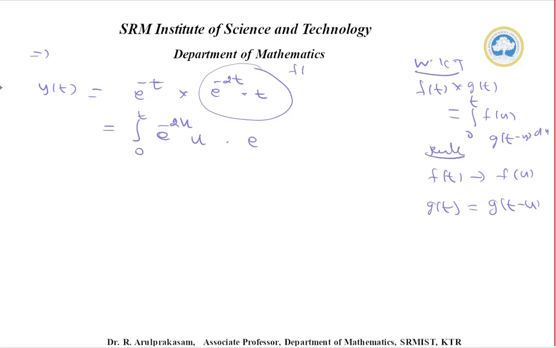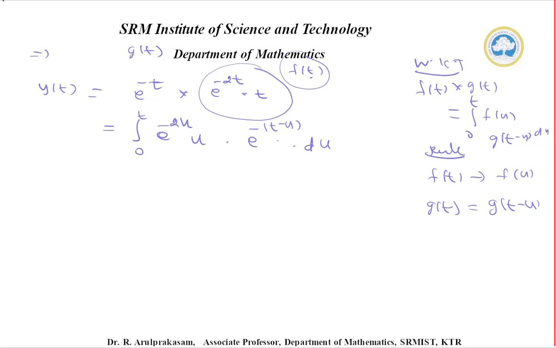Here I consider this as my f of t function, and this is my g of t function. In our f of t function, wherever we have t, I replaced it with u. For g, e to the power minus t, I replace t with t minus u, so e to the power minus (t minus u) into du. So what happened here? I changed everything in terms of the t variable to the u variable.